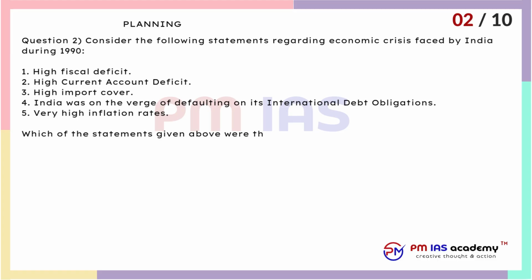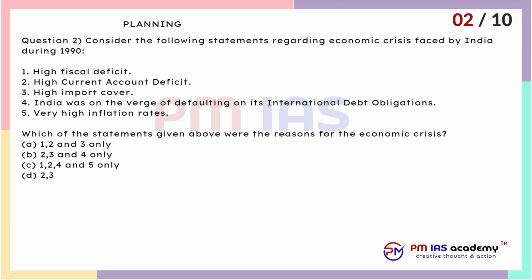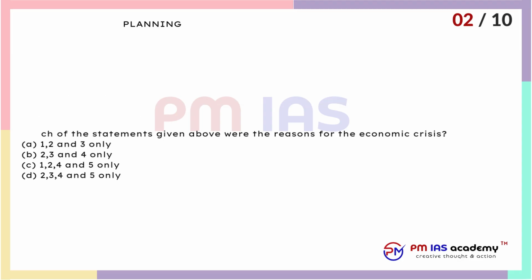A. 1, 2 and 3 only. B. 2, 3 and 4 only. C. 1, 2, 4 and 5 only. D. 2, 3, 4 and 5 only.